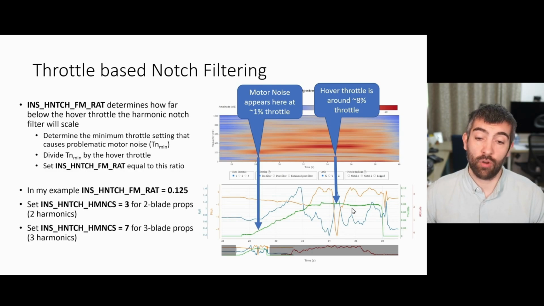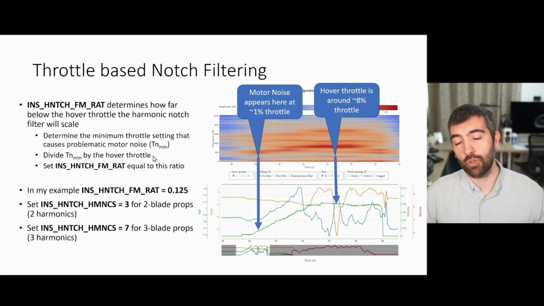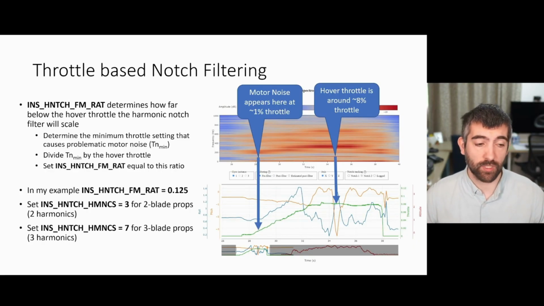So here on this example log, again, this is a very high thrust to weight ratio drone, but we get some significant motor noise appearing at 80 Hertz at just around 1% throttle, and my hover throttle is around 8%. So here we're going to divide the throttle position that motor noise appears at, TN min, by the hover throttle, which is about 8%, to get a ratio of 0.125. It's likely that your ratio is going to be a lot larger than this, particularly if you're using a larger, heavier drone that hovers at a higher throttle position.